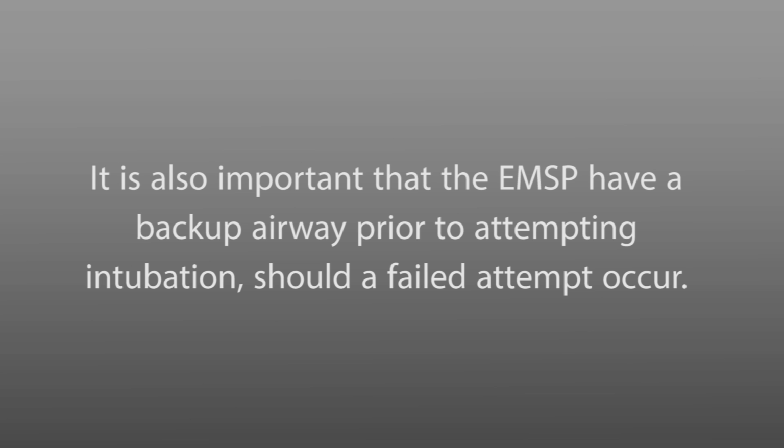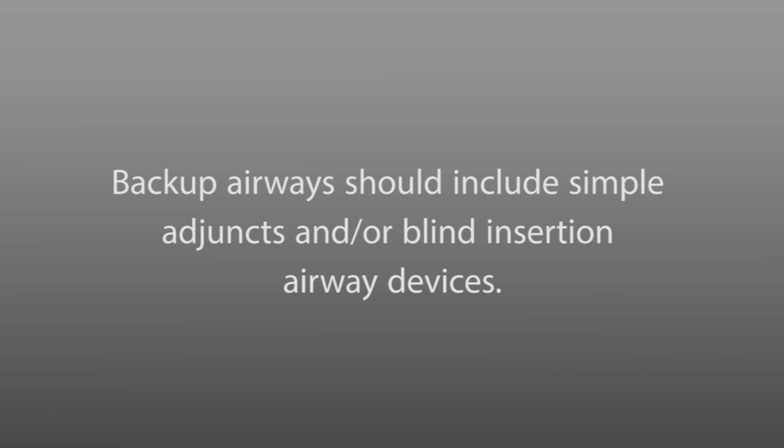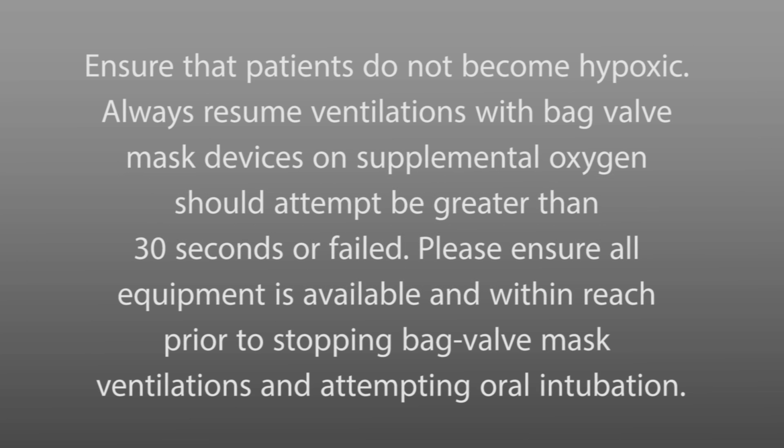It is also important that the EMSP have a backup airway prior to attempting intubation should a failed attempt occur. Backup airways should include simple adjuncts and/or blind insertion airway devices. Ensure that patients do not become hypoxic. Always resume ventilations with bag valve mask devices on supplemental oxygen should attempt to be greater than 30 seconds or failed.